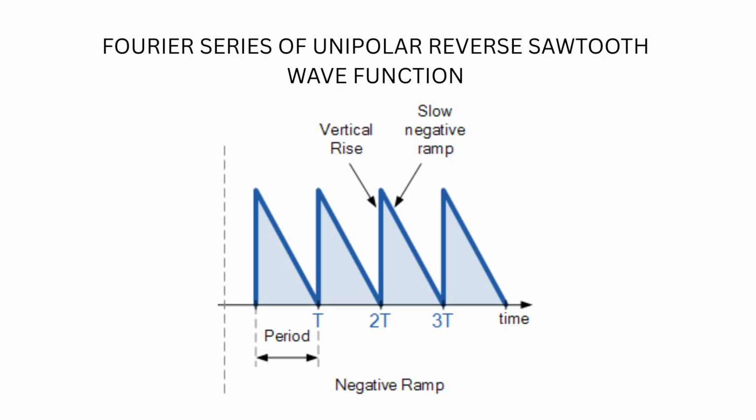In the next steps, we will mathematically define this waveform over one period and use that definition to derive its Fourier series representation. This will allow us to express the reverse sawtooth as a sum of sinusoidal harmonics. You may pause the video at any time to closely examine the waveform shape and its periodic structure, as this understanding is essential before moving on to computations.